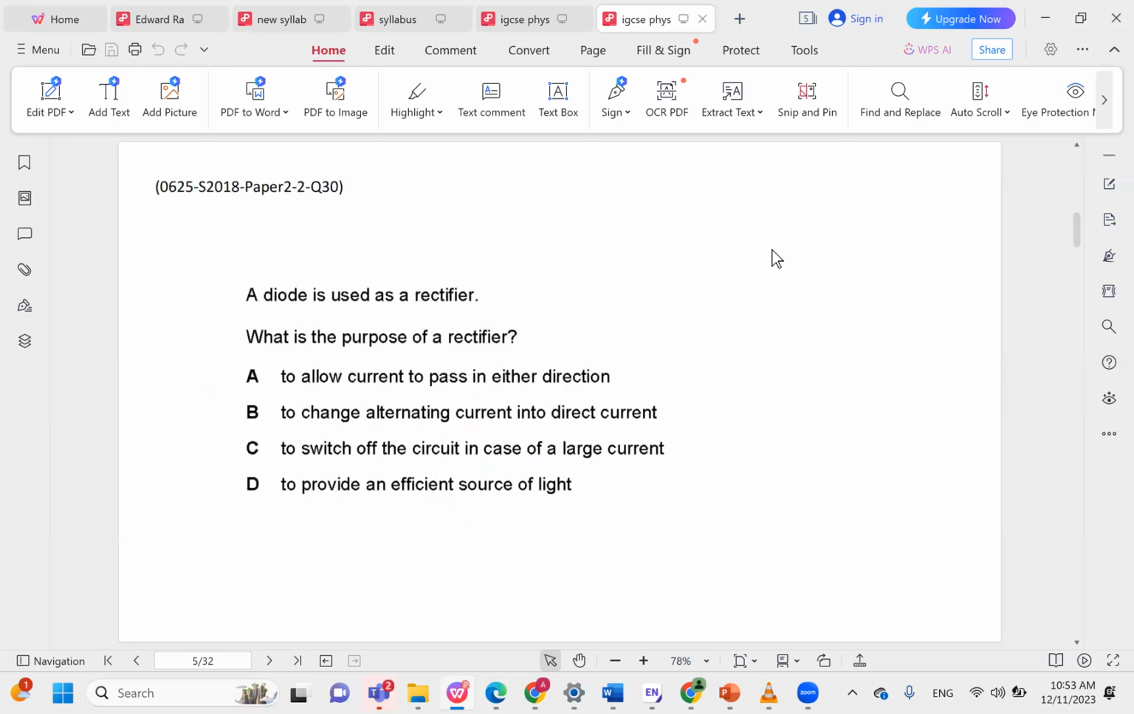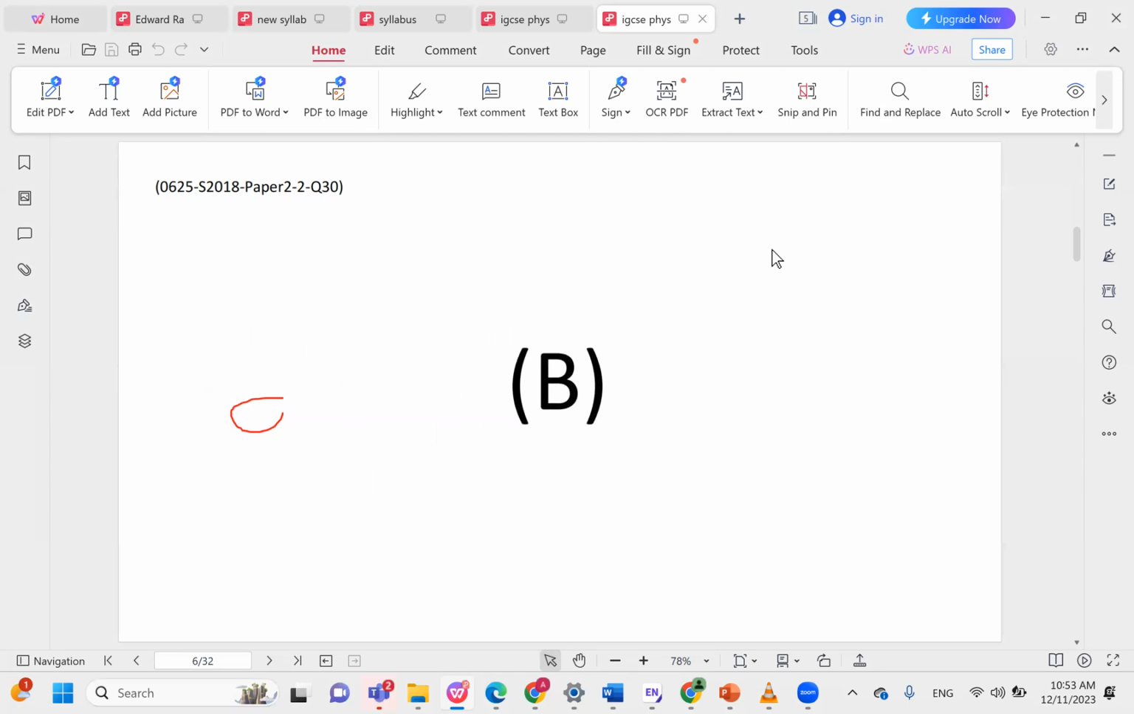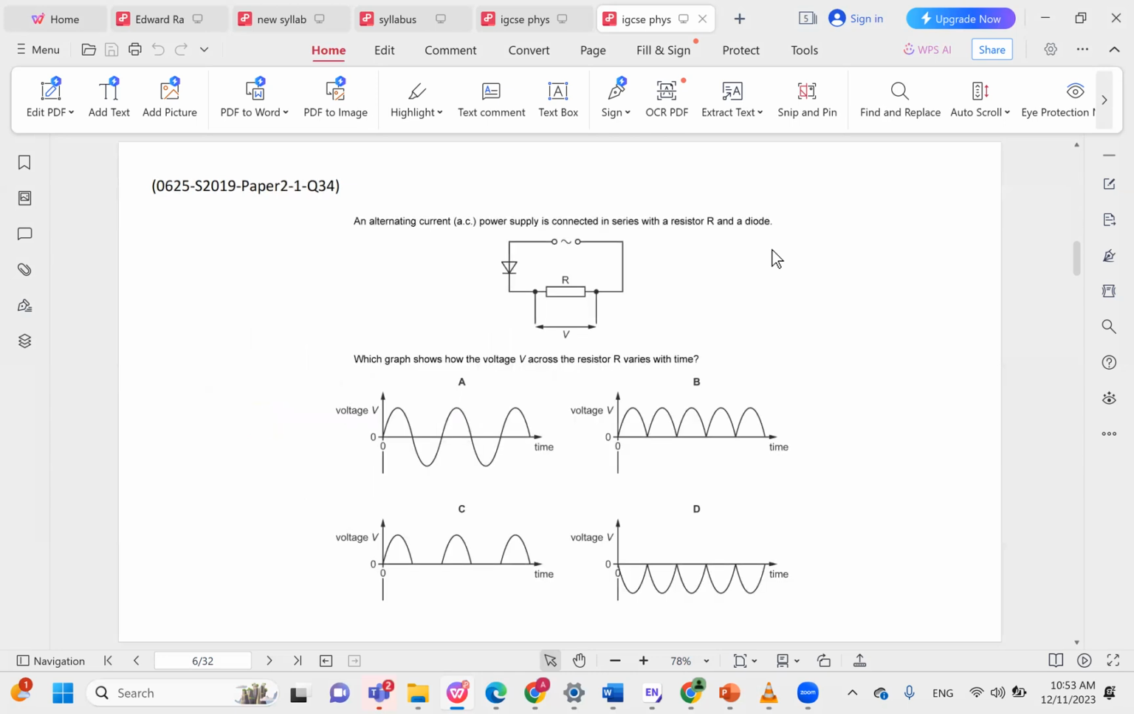A diode is used as a rectifier. What is the purpose of a rectifier? A rectifier basically changes an alternating current into a direct current. This is the purpose of a rectifier. How does it do that? By doing what a diode does, just in a more complicated way. It allows the current to pass when it goes from a certain direction, but stops it when it flows from the opposite direction. So B here is the correct answer.